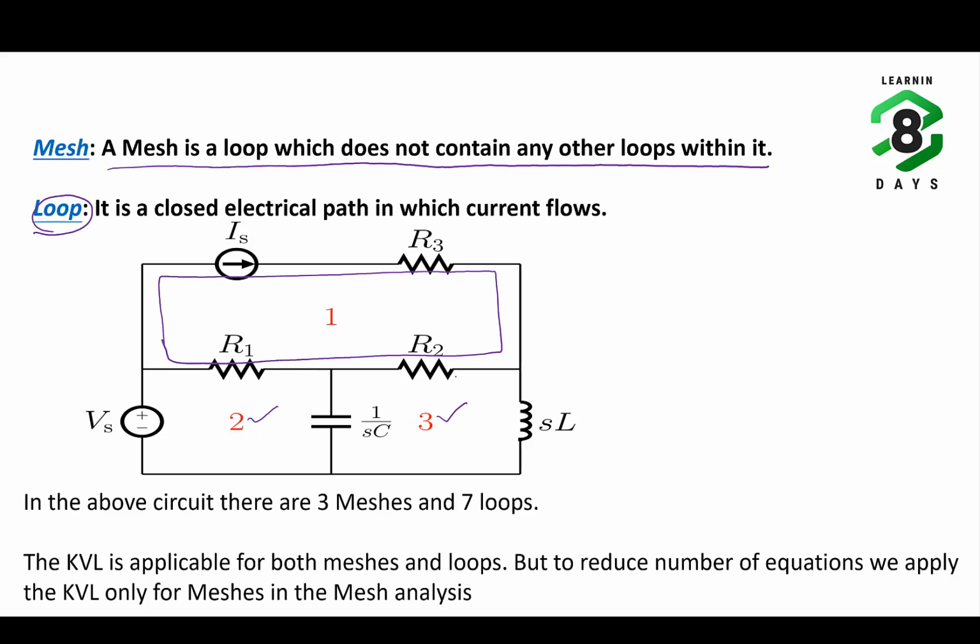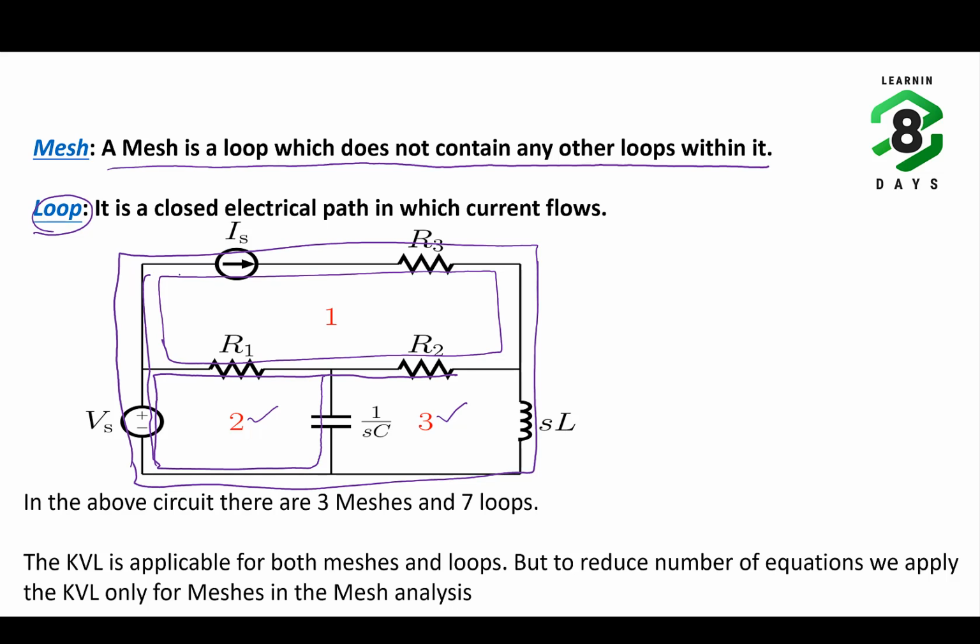You can see here the outer one is a loop, so it will count as a loop. And if you omit this one, you can treat it as another, this is one closed path. There are 3 meshes and 7 loops, 7 closed paths.